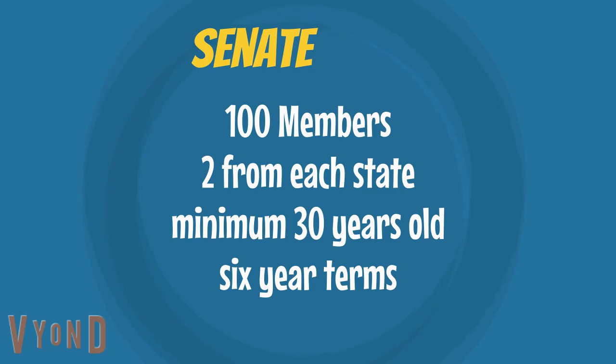The other legislative body is the Senate. As we'll see, the Senate has a lot more powers than the House does. There are 100 members in the Senate because there are exactly 2 people from each state. To be a senator, you have to have lived in your state for 9 years. You're a citizen, obviously. You have to be at least 30 years old, and senators serve 6-year terms.